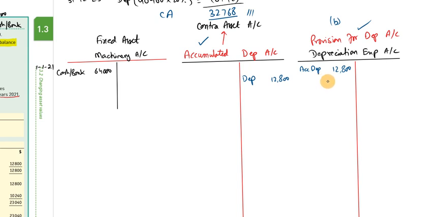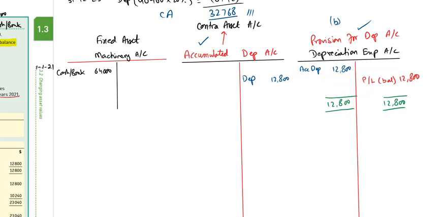So now close the depreciation expense account. If we close the depreciation expense for year one, the amount will be 12,800, and here is the 12,800. So where can I write the balancing amount? The balancing amount can be written at this side. This balancing amount will go to the profit and loss account. That is the 12,800. So this year one account is closed now.